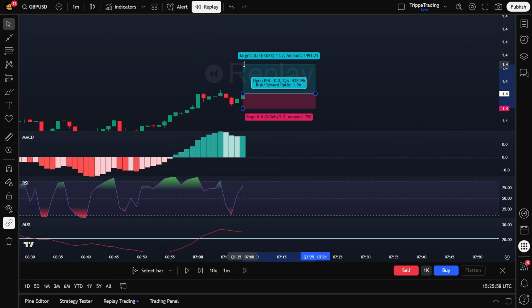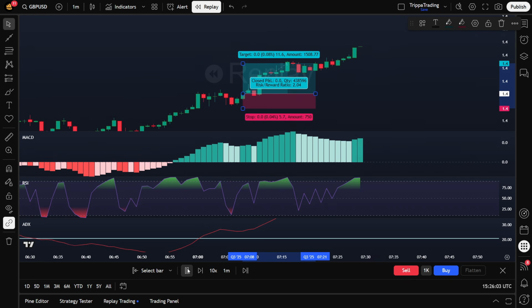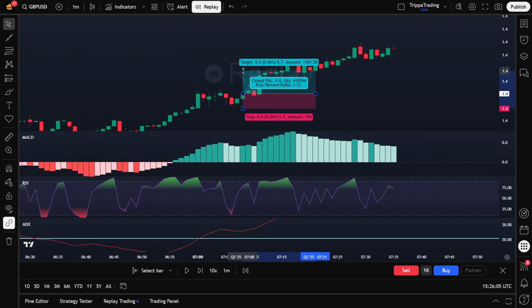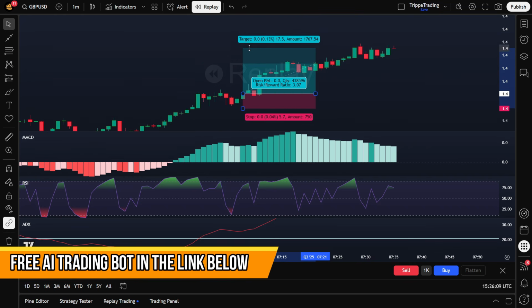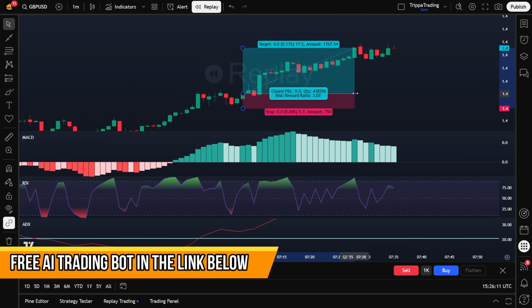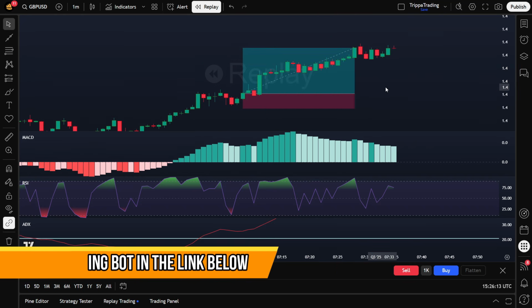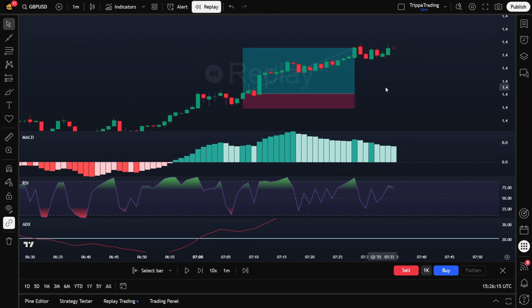So we enter a long trade at the open of the next candle, set our stop loss below the most recent swing low, and aim for a 1.5 risk to reward ratio on the take profit. This setup follows all three conditions. MACD confirms the trend, RSI signals the entry, and ADX confirms the trend strength.